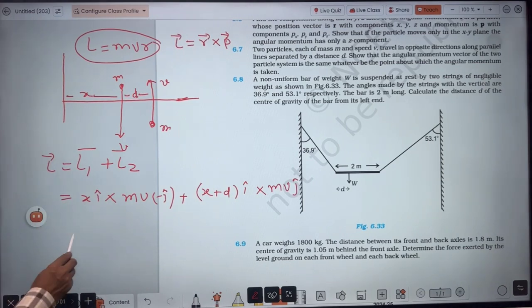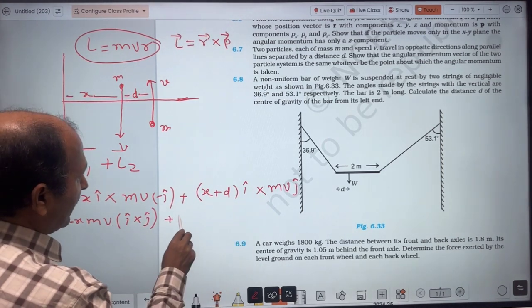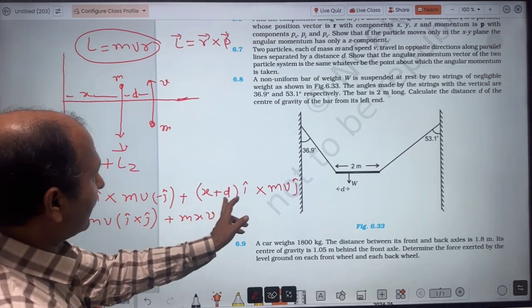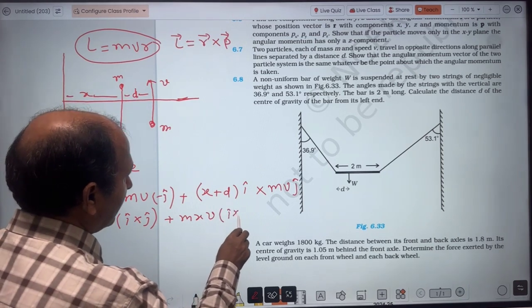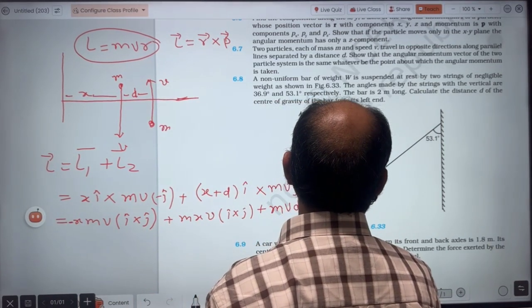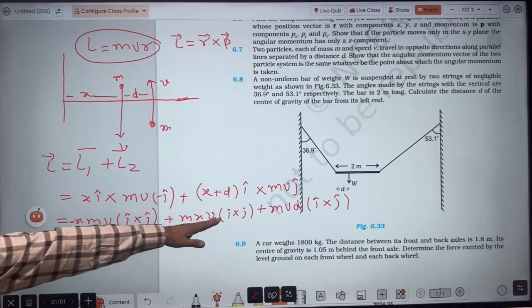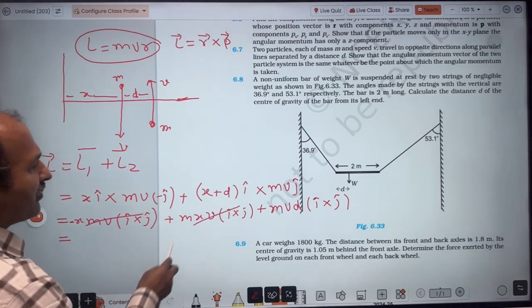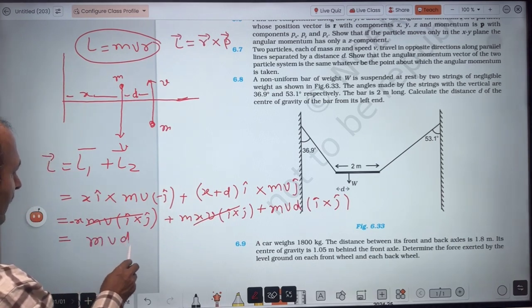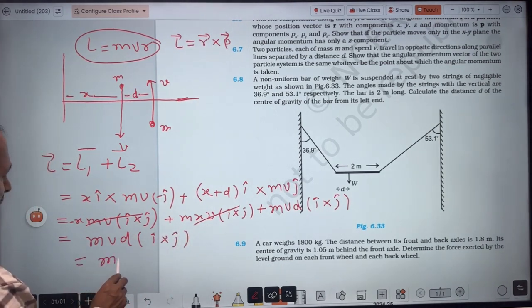Now let's simplify what we are getting. x mv, let's write a negative sign, and then i cross j, plus here x mv, that is mxv times i cross j, plus mvd i cross j. I cross j equal to k. These two are the same with opposite signs, so you can directly cancel them. What is left? mvd and i cross j, and i cross j equal to k. So mvd k cap.